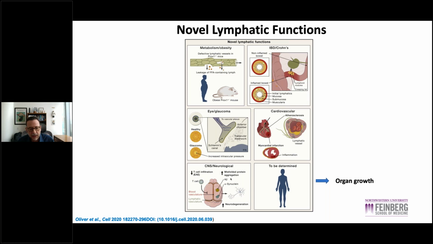I'm pretty certain that in the next years or so, we will keep identifying novel and unexpected functional roles. And I will describe towards the end the latest one my lab identified, which is in organ growth. So all this is to tell you that this is a really dynamic field that keeps progressing and is getting more and more exciting.